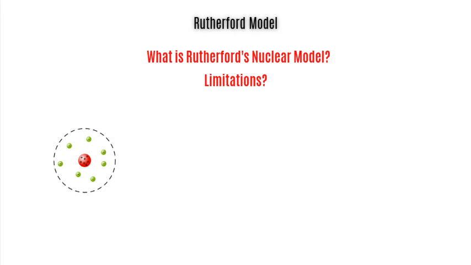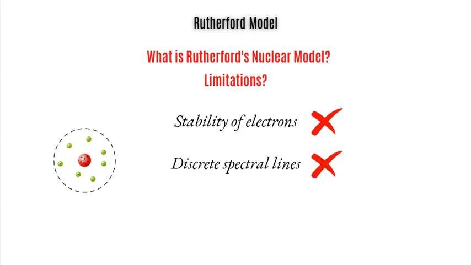What are the limitations of Rutherford model? According to classical physics, electrons orbiting the nucleus should continuously emit electromagnetic radiation, lose energy, and eventually spiral into the nucleus. This would make atoms unstable, which contradicts the observed stability of atoms. The Rutherford model could not explain the discrete spectral lines observed in atomic spectra. It suggested that electrons could have any energy while orbiting the nucleus, but experimental evidence showed that electrons occupy specific energy levels. The model did not explain how electrons are distributed in different energy levels or shells around the nucleus.